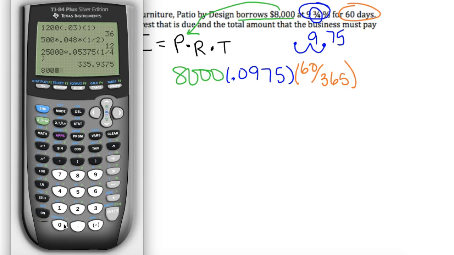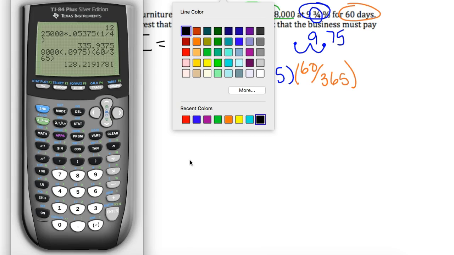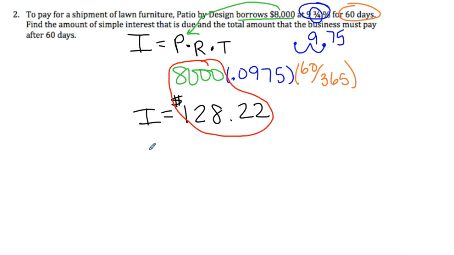So if I have $8,000 times 0.0975 times 60 divided by 365, my interest is $128.22 because the 9 makes the 1 round up. So one more time, $128.22. This is the interest due, not the total amount. To get the total amount, I'm going to add my two money amounts together. So my total is going to be $8,128.22.